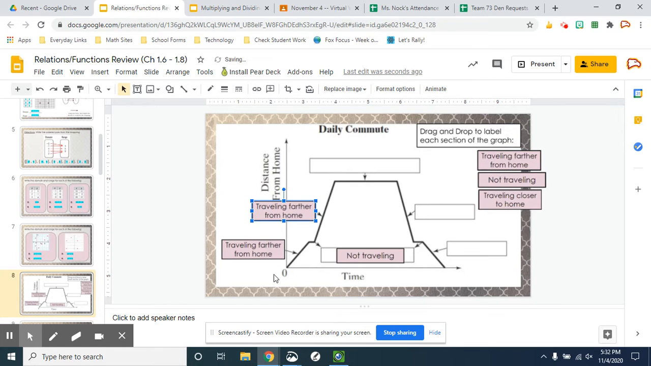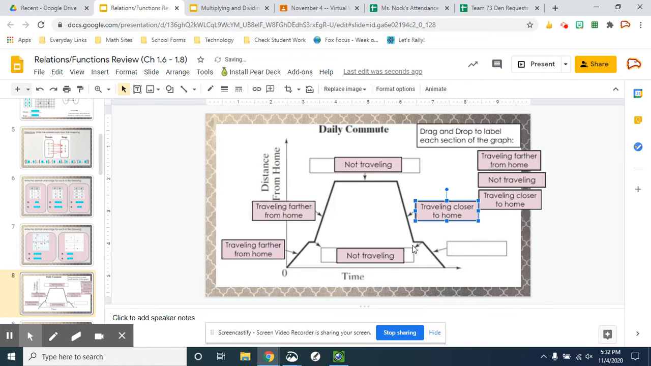All right, so wherever you're leaving home for, this looks like that's where you're staying there because time's passing and your distance from home is not changing. All right, so here we can see that we're going lower on the y-axis, which means that the distance from home is getting smaller. So you're traveling closer to home.